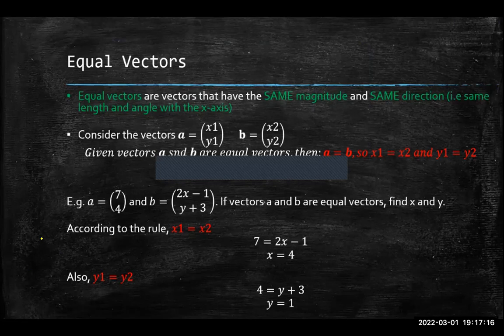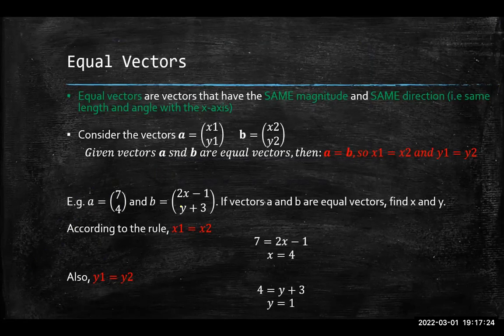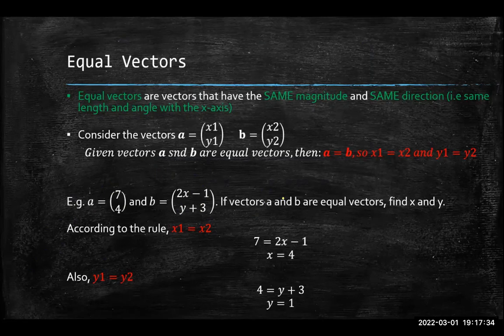All right, so example. We're sticking with A and B, but in this case the column vector for A is 7, 4. For B, it's 2x minus 1 and y plus 3. Do not panic. It's the same thing we're doing. If they told you that vectors A and B are equal vectors, and they want you to find x and y, what does that mean? Their components are the same.